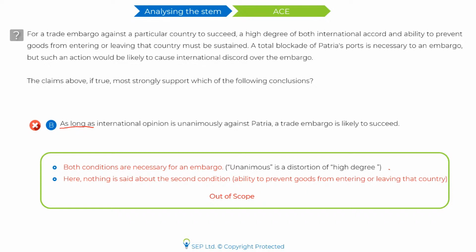So a lot of you marked B as the correct answer. B is not correct because it turns a necessary condition into a sufficient condition. As long as means to say that this is the only thing required. Or in another way, let me simplify this. You're saying that a trade embargo is likely to succeed with just this thing happening. But we know that it will need more than that. Okay, so B is incorrect.